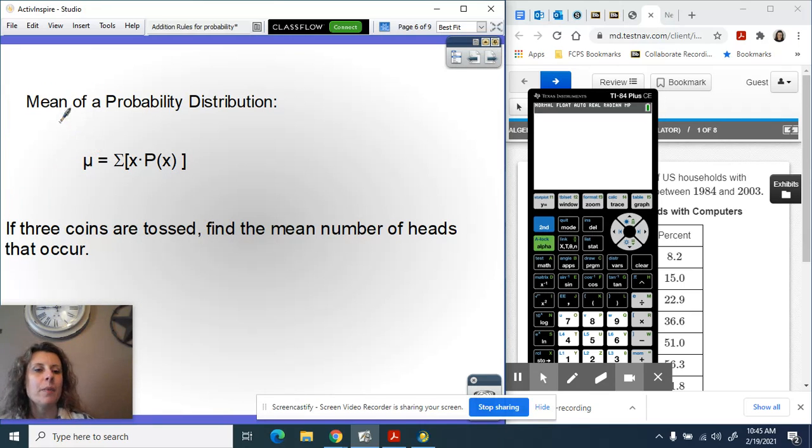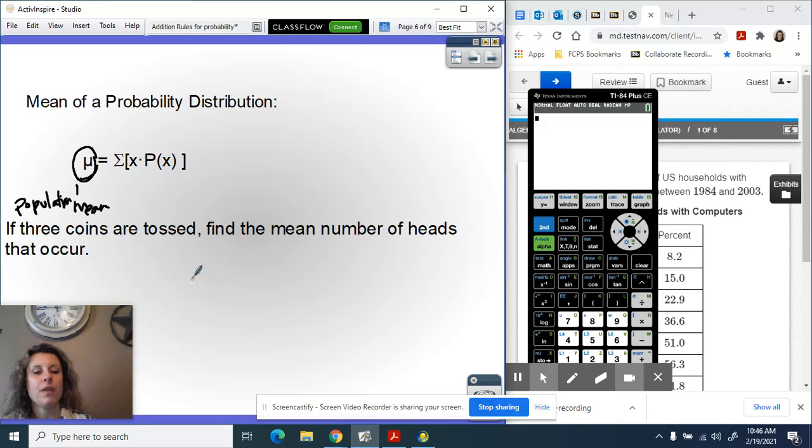Okay, the next thing that we're going to talk about is how to find the mean of that probability distribution. So here's what our formula looks like. Notice that we're using the Greek letter mu to represent the mean. That is because we're listing all the possible outcomes, so this is technically a population mean and not a sample mean. So we no longer use X bar because it's not a sample, it's a population. So we use the Greek letter mu. This formula says that we multiply X times P of X and then sum those products together. So add up those products.